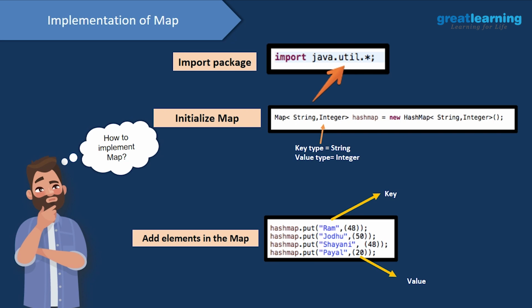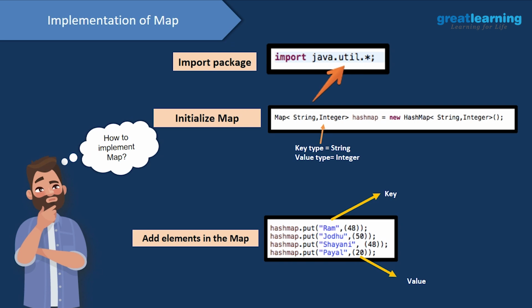Now we will see the implementation of map, and I will show you each type of map and how you can implement them. So first, we need to import the package, java.util.*. How can you initialize a map? You write Map, then what type of key you want: your key can be String, int, or float. Here I am using String type. Now comes the value: what type of value you are going to put in your map. Here I'm using Integer.